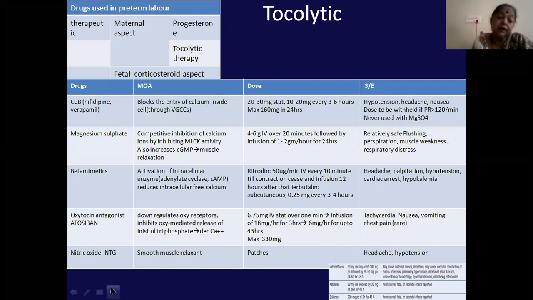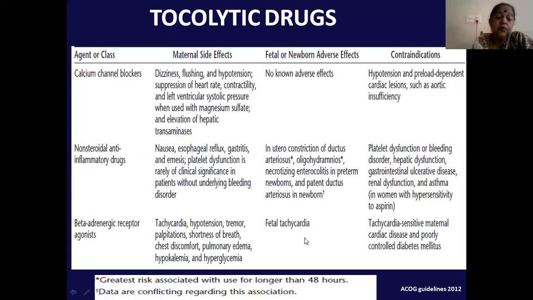uncommon drug is indomethacin. Indomethacin you can use whenever the patient has polyhydramnios. Indomethacin has adverse effects on the newborn: it can lead to constriction of the ductus arteriosus in utero and patent ductus arteriosus in the newborn. So it should not be used in late treatment.